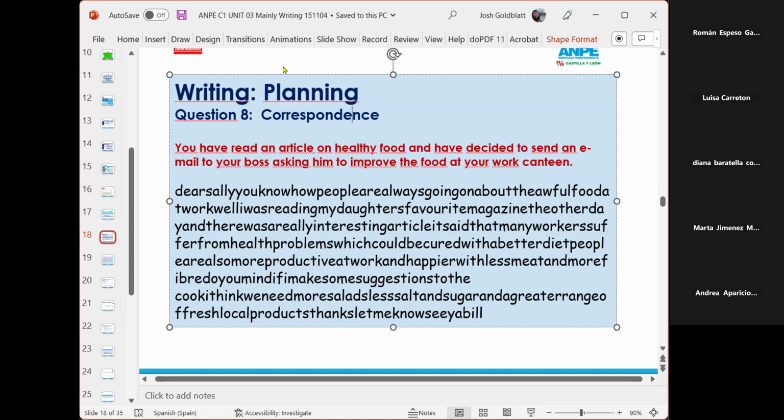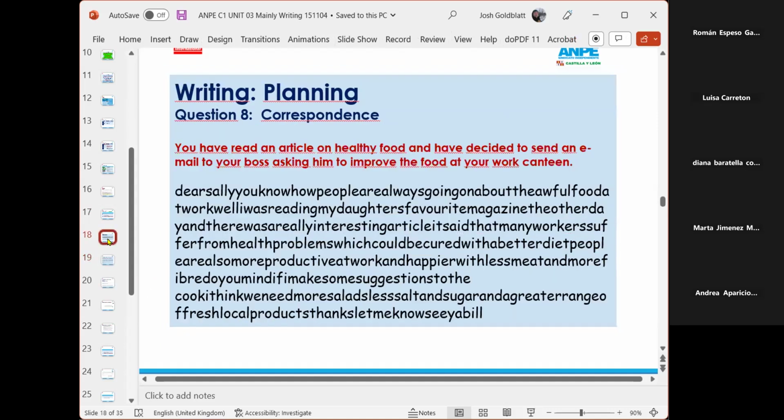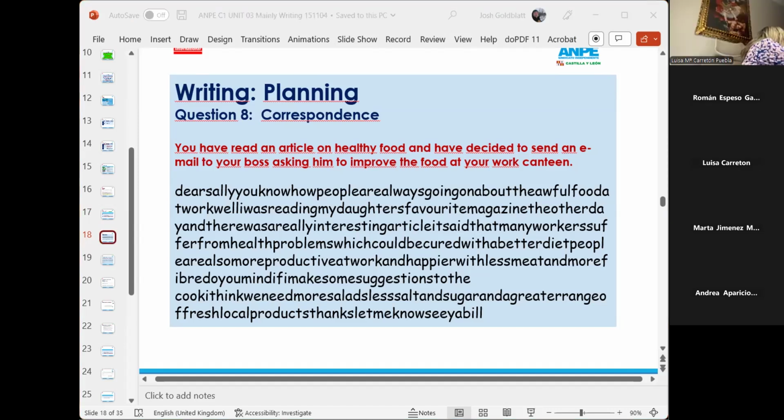So 10 minutes, please, to write the correct format of this, which will look more like that. Okay, there we go. So that's the format. We've got the Dear Sally and See You Bill. All right, I'll give you 10 minutes then. And this is our last writing today. So please do this now as soon as you can, as quickly as you can.